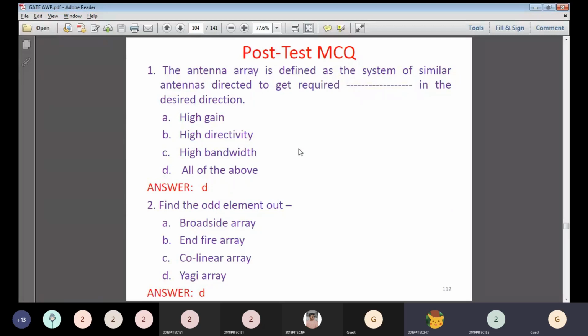Find the odd element out. Broadside array, end-fire array, collinear array, and finally Yagi antenna. In this case, D is the answer. Broadside, end-fire, collinear are types of antenna array. Yagi array is a design of antenna. How are we going to design Yagi array? Yagi array is designed with the help of parasitic array. Clear? So the answer is D.